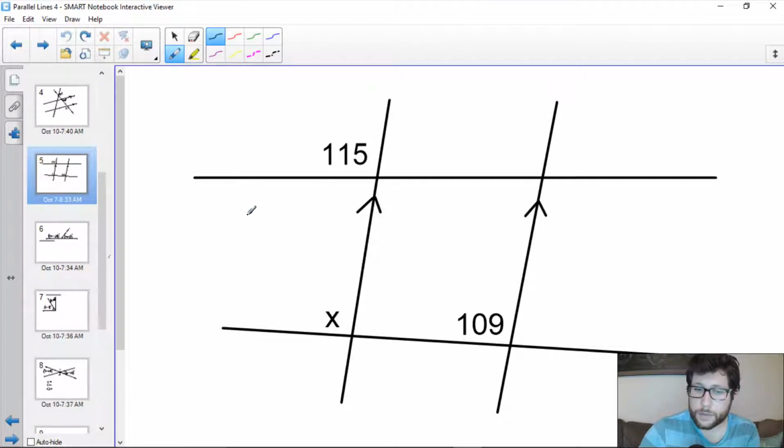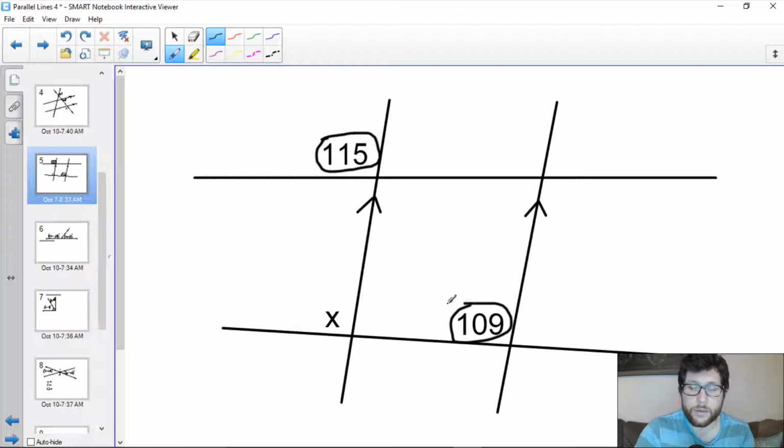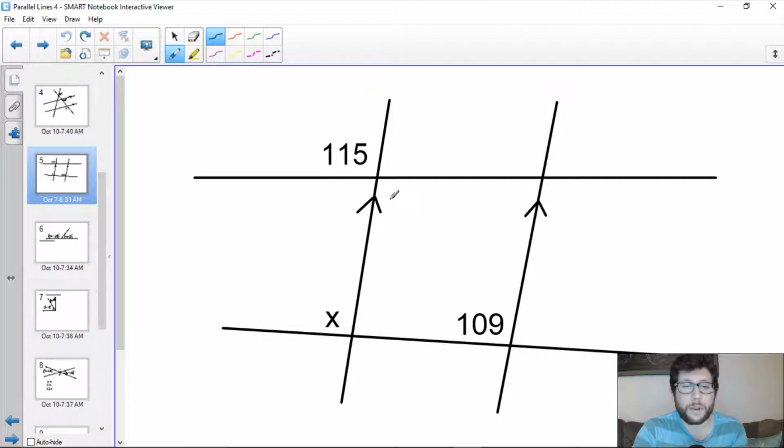Alright, when you're looking at this problem, we run into an issue, right? Is x equal to the 115 or is it equal to the 109? That's our question. We're not sure which one x equals. Now, we haven't done a problem like this before, but look at where my arrows are. They're right here, right? Notice those arrows mean parallel lines.